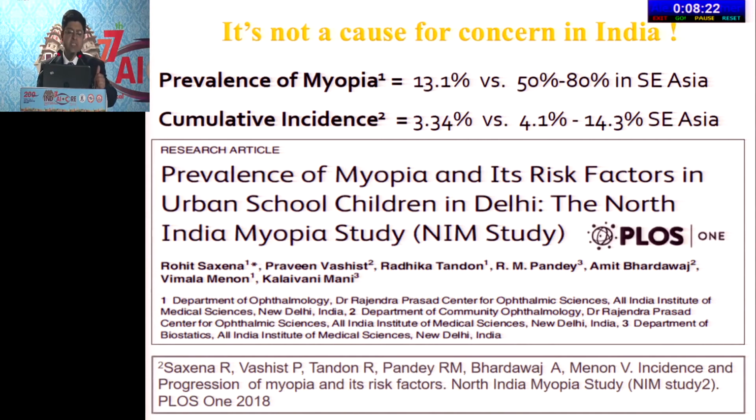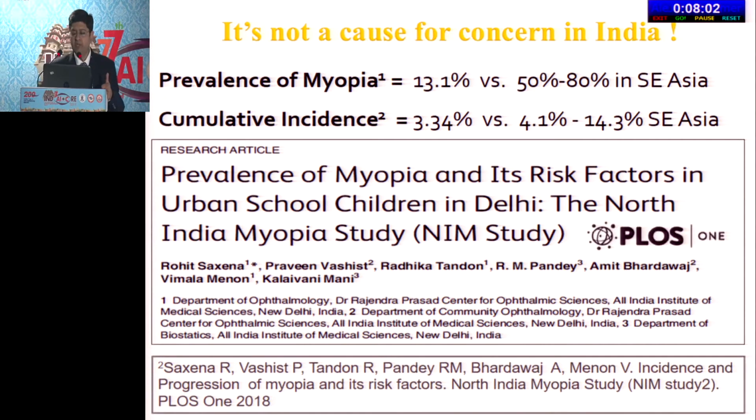What we could see was that one of our studies, a prevalence of myopia study in school children, which was published in PLOS One first, found a 13.1% prevalence in school children. And when we compared it to the close to 50% or 80% in some East Asian nations, we thought it's not such a big deal.